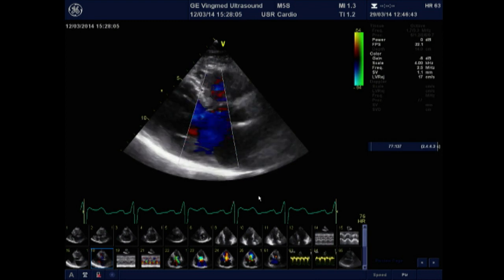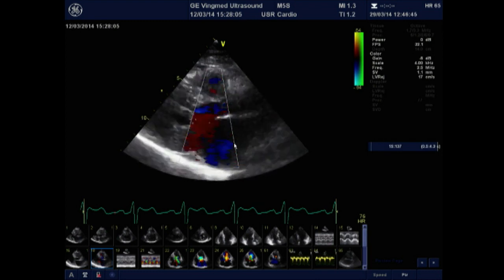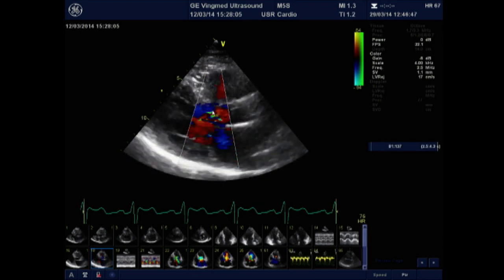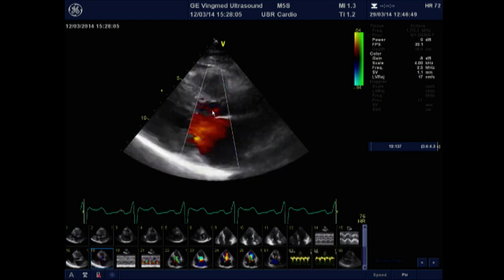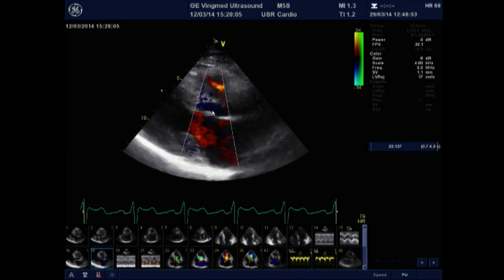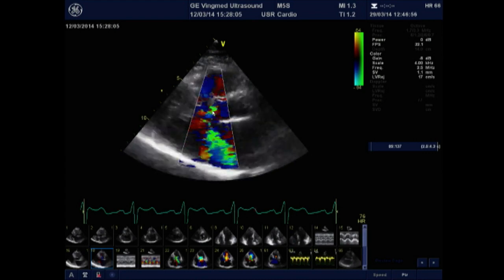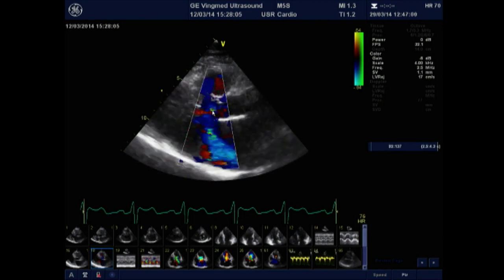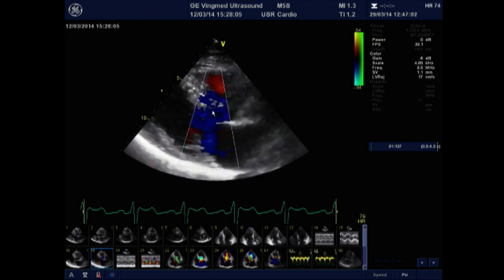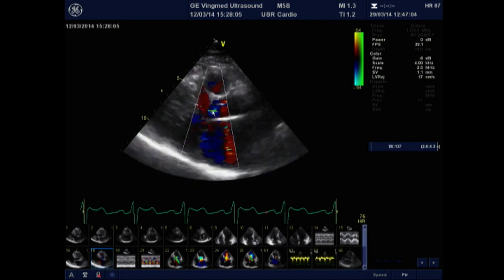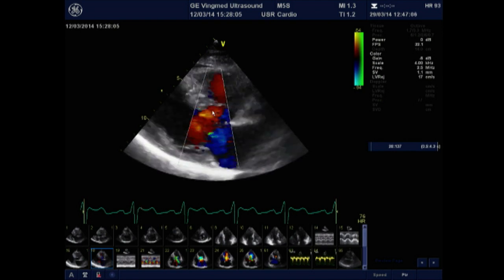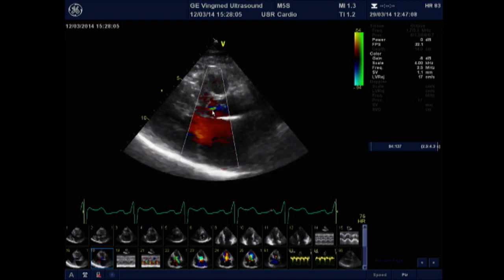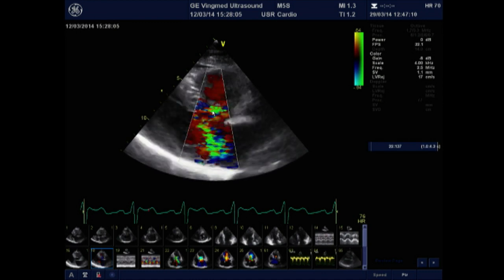we can see aliasing, turbulence in the left ventricular outflow tract before the aortic valve, showing that the obstruction is really not in the aortic valve but before the aortic valve, in the LV outflow tract. And we can see that there is also a mitral regurgitation to quantify according to the ACVI guidelines, perhaps moderate, but the most important thing is the direction of this mitral regurgitation.